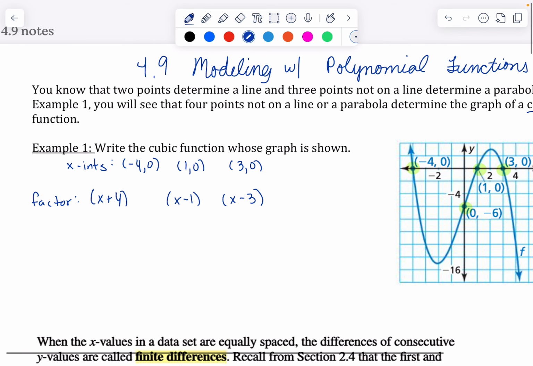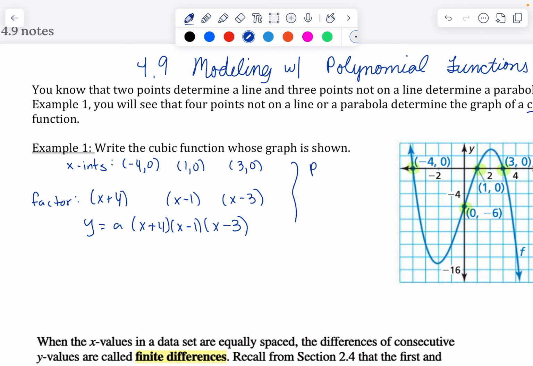Okay, so now I'm going to take that information and put it together. I know that the cubic function would be y equals some potential a value times all the factors, which came from the x-intercepts. Now, this is because I don't know if there was a stretch, a shrink, or a reflection. All right? Now, again, if you remember, this here is a point on the graph, x comma y.